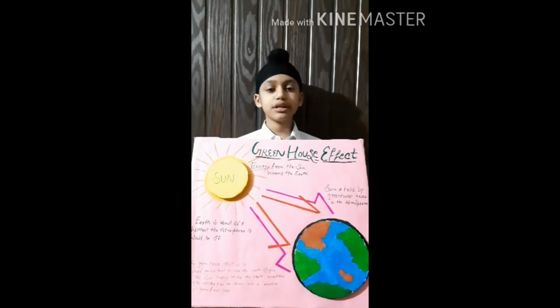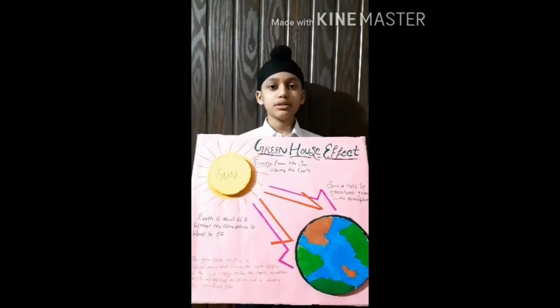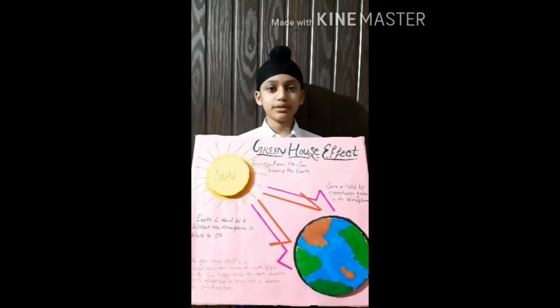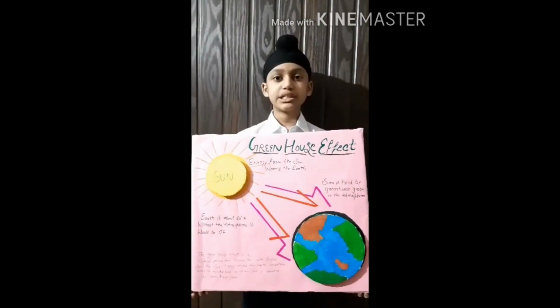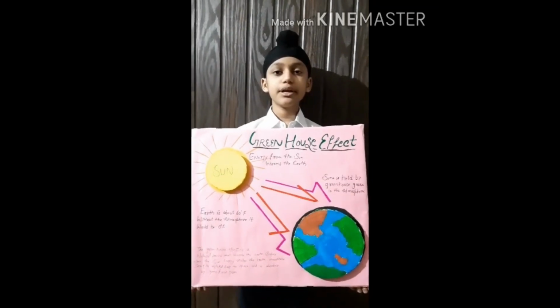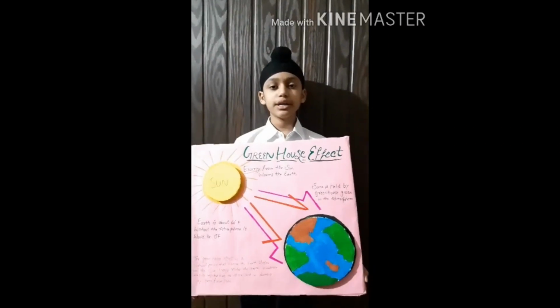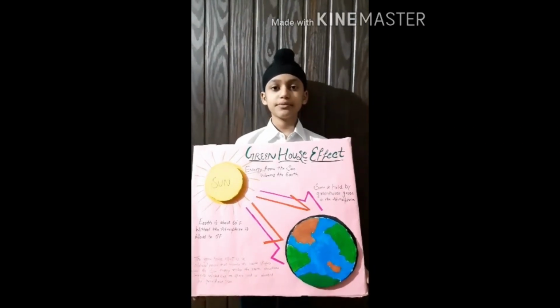My topic is the greenhouse effect. The greenhouse effect is a natural process. Energy from the sun warms the earth. Earth is about 60 degrees up. Without the atmosphere it would be 0 degrees. Some of the heat is held by greenhouse gases in the atmosphere.